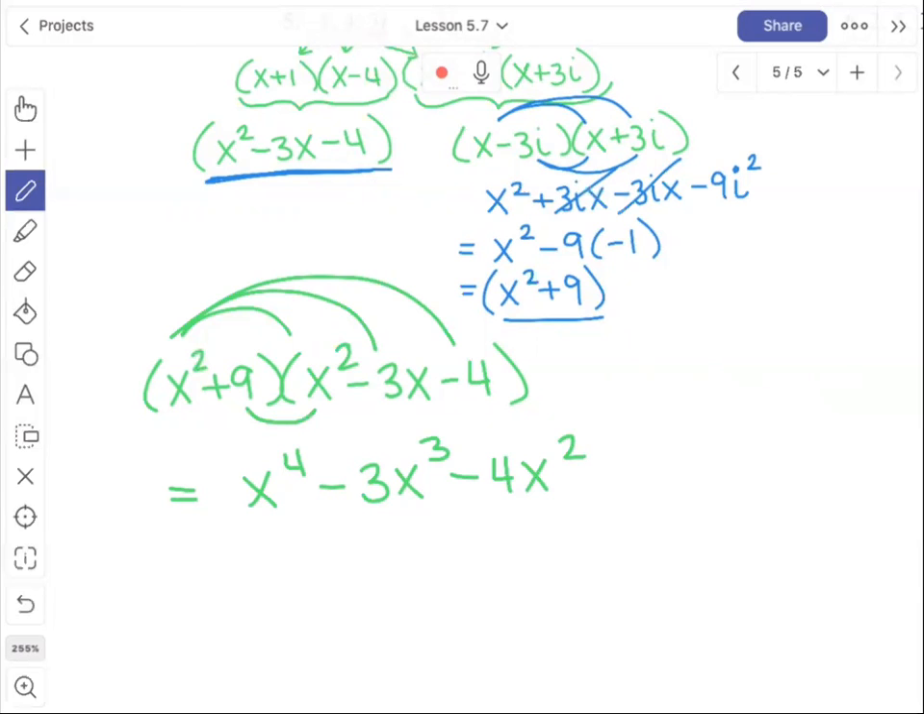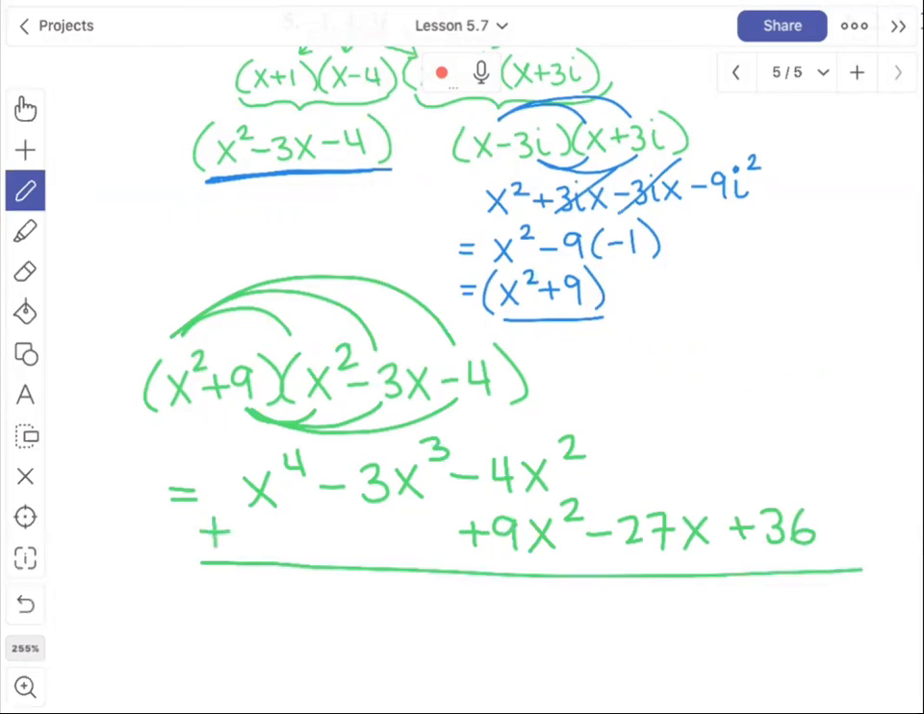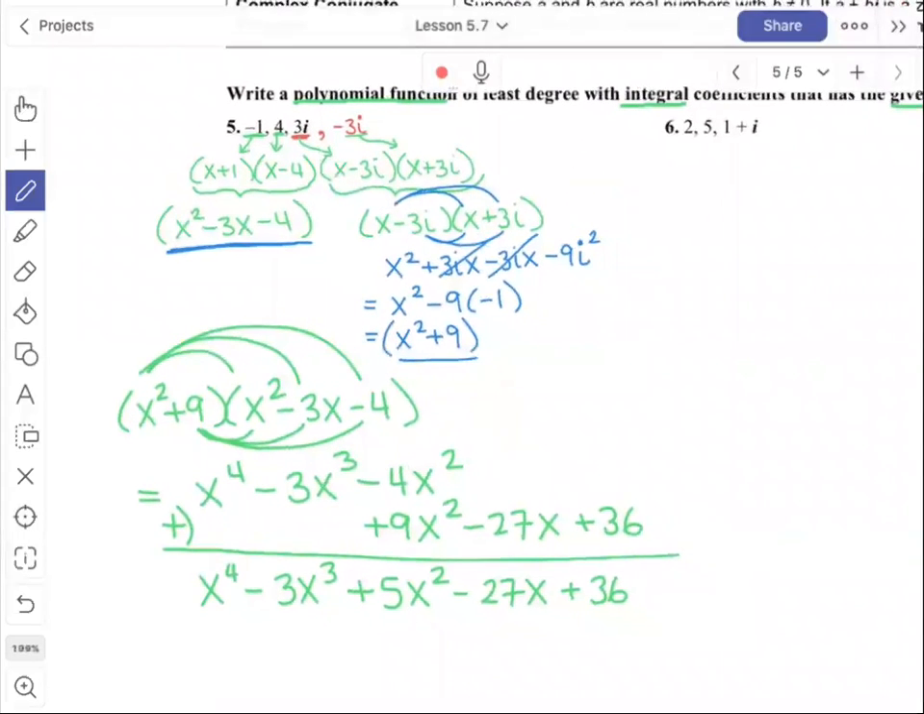I'm going to stack them so I can combine my like terms easier. So positive 9x squared, negative 27x, and then plus 36. Let's add those up and I get x to the 4th minus 3x cubed plus 5x squared minus 27x plus 36. All right, and that should be our polynomial.